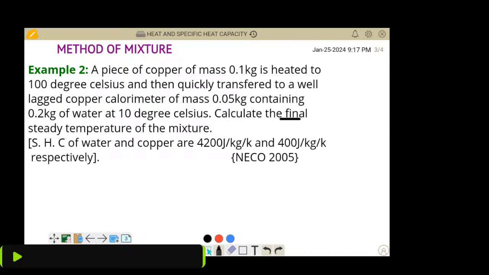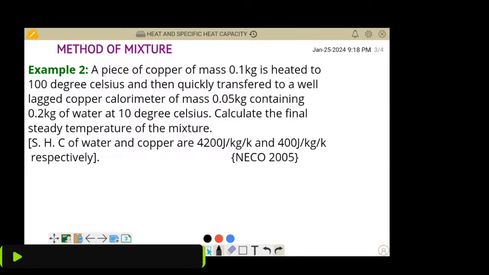Now what just happened here is that we have a copper metal that is very hot, at 100 degrees Celsius, and the mass of that copper metal is 0.1 kg according to the question. This is the temperature, while this one is the mass of the copper metal, and it's transferred straight away into a container that is a copper calorimeter. The mass of the copper calorimeter is 0.05, and in this copper calorimeter we have water of 0.2 kilogram, which is at 10 degrees Celsius. Okay, and we have to calculate the final temperature.